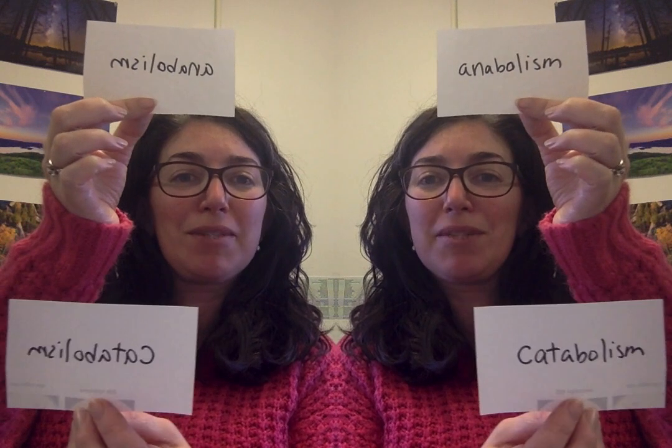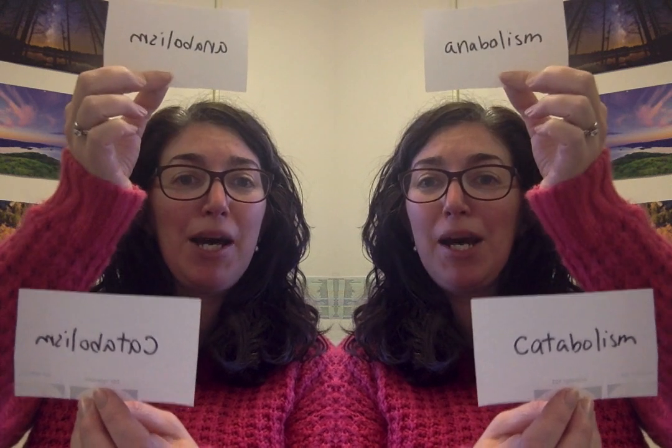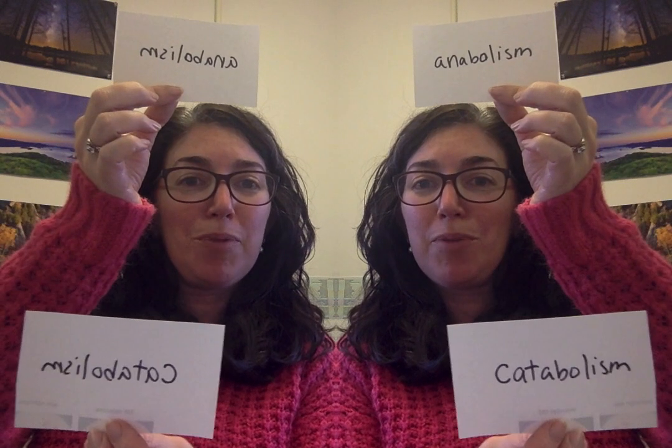And catabolism is the opposite. It's breaking down small molecules. So anabolism is building up, catabolism is breaking down. All of these chemical reactions, almost all of them, require enzymes in order to go at a rate that's fast enough to sustain life. So remember, enzymes are proteins that act as catalysts. They speed up chemical reactions.